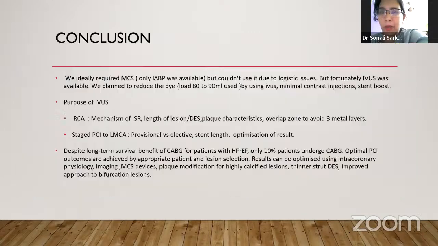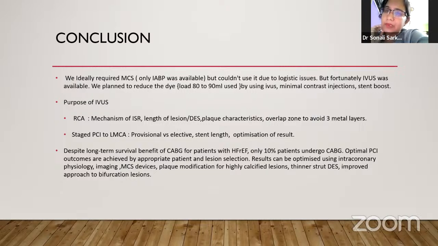The next slide. So the conclusion was the patient had refused bypass, and we did not have 4 stents. There were a lot of financial constraints, and we ideally required mechanical circulatory support, but could not use it. But fortunately, IVUS was available. We reduced the dye load by using IVUS, using minimal contrast injections, and by using stent boost features.